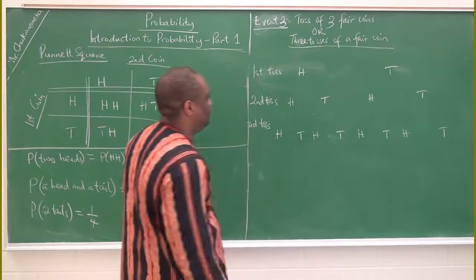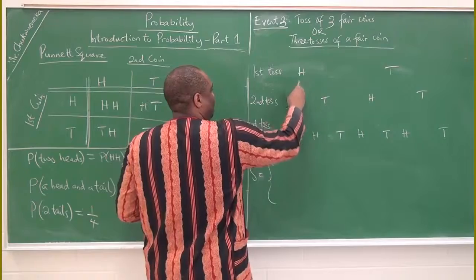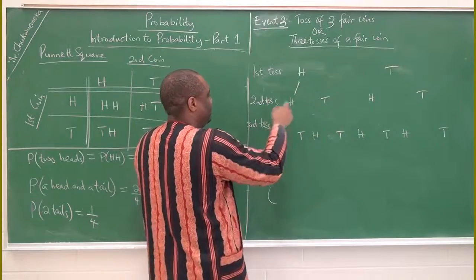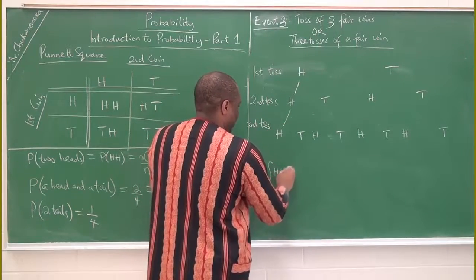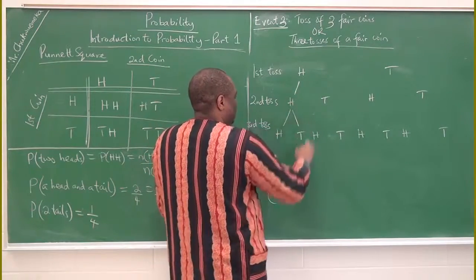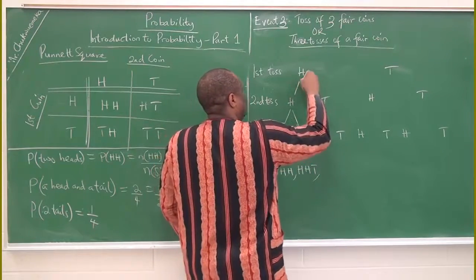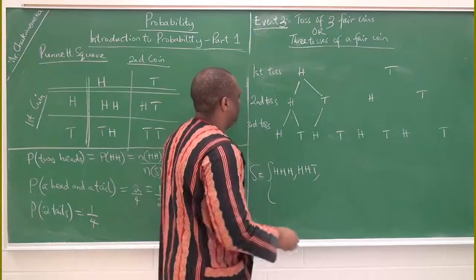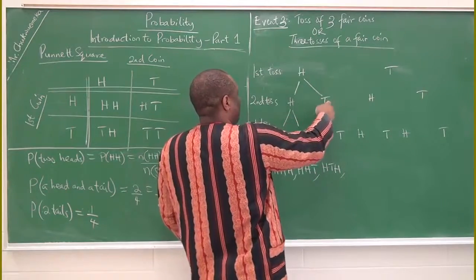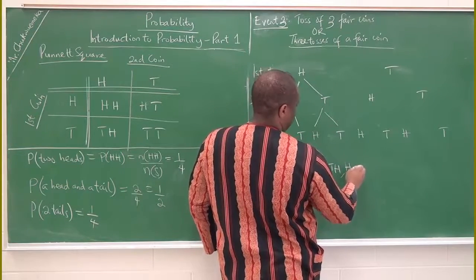Let's look at it like a tree. So the sample space will be: cardinality of, I have head, head, head: head on the first toss, head on the second, head on the third. Then head, head, tail. Then head, tail, head. Then head, tail, tail.